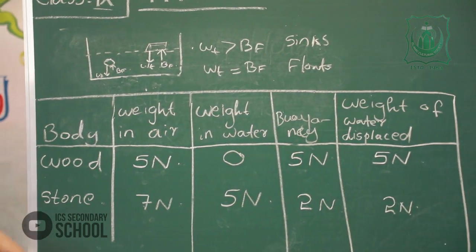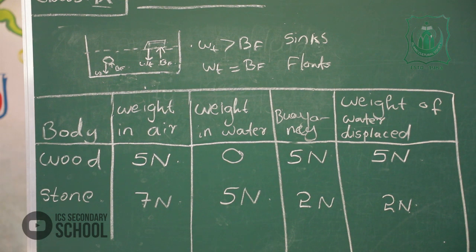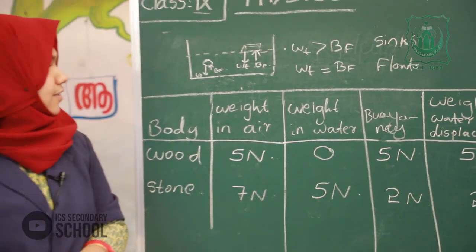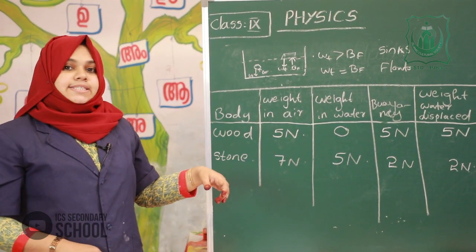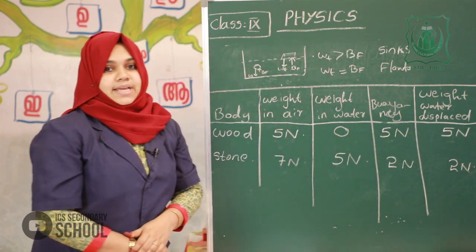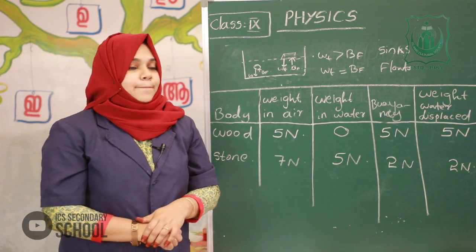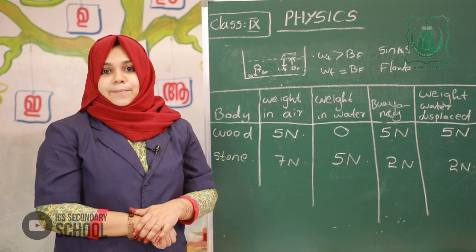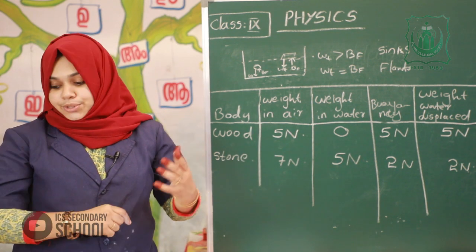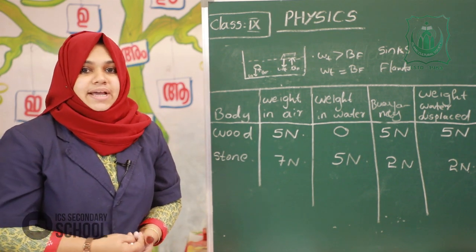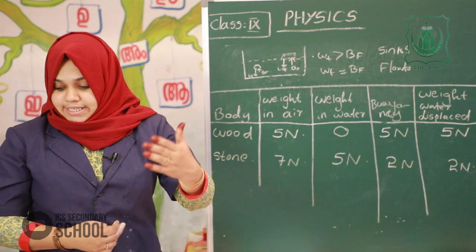Then, what is another situation for wood floating on water? Weight of the object in air is equal to the weight of liquid displaced. This is the principle of flotation. So, what is the principle of flotation? Weight of a floating body is equal to the weight of the fluid displaced by it.